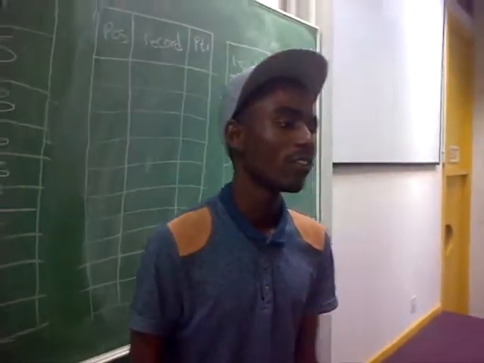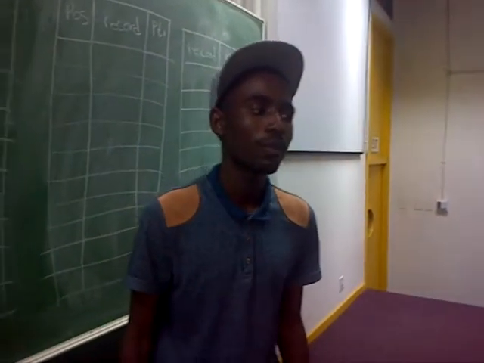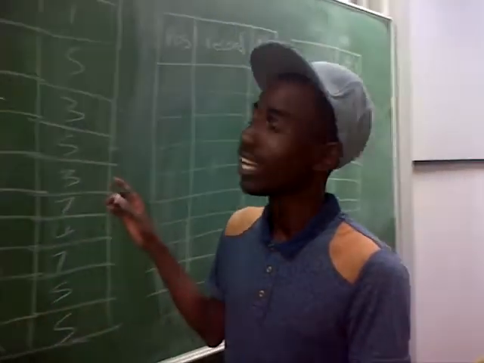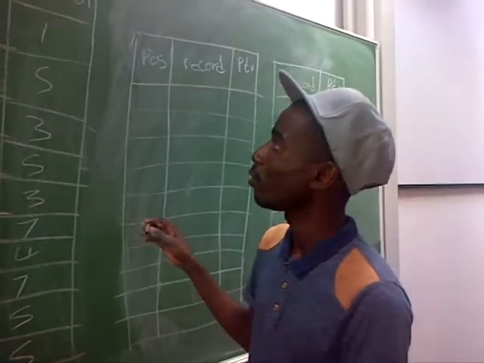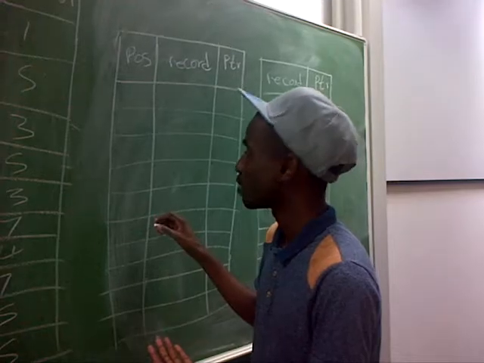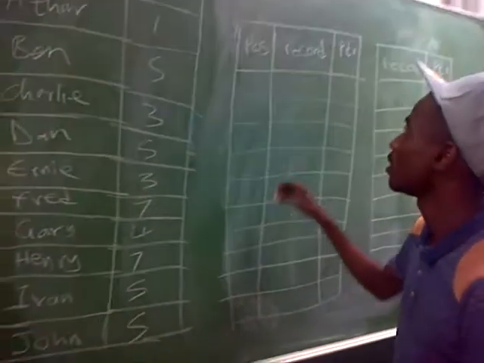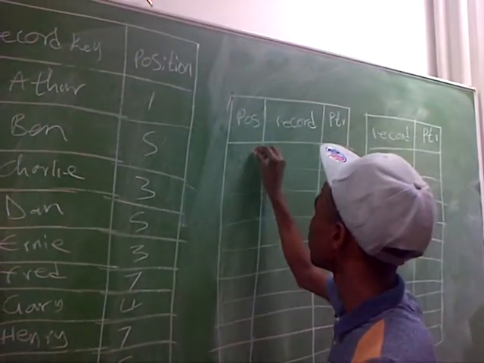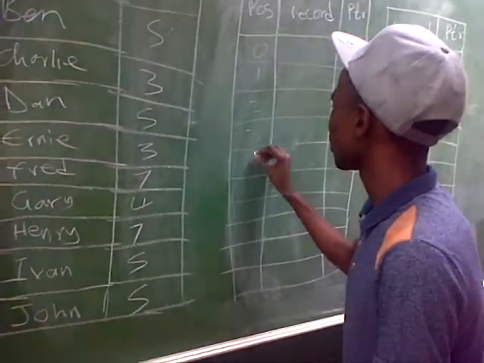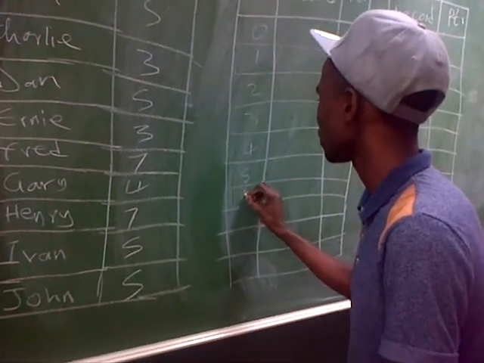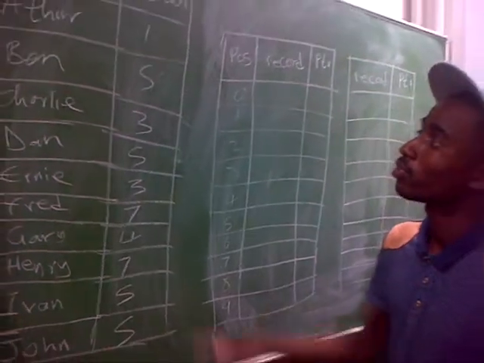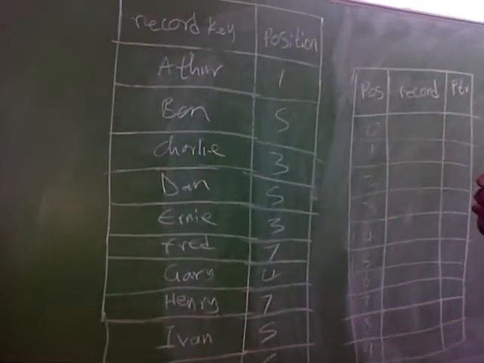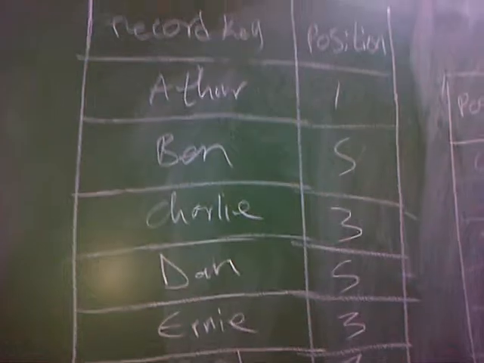Let's assume we have the following hash table and a file with 10 positions. Since we have a file with 10 positions, we start from 0 till 9. So it's 0, 1, 2, 3, 4, 5, 6, 7, 8, and 9. Because we assume that we have the following hash table, let's start with our synonym chaining.